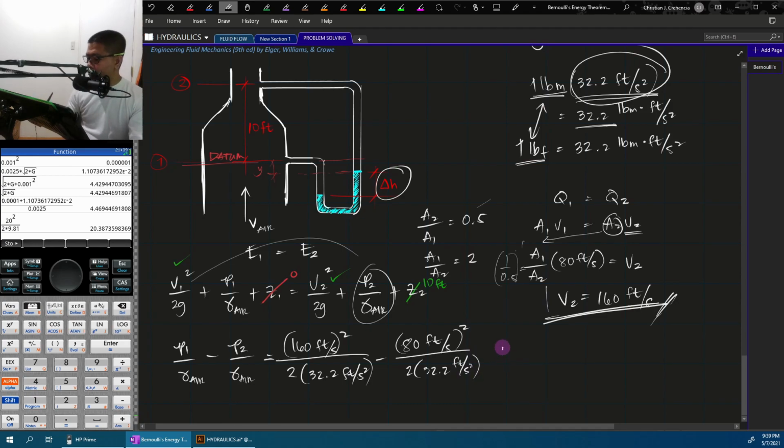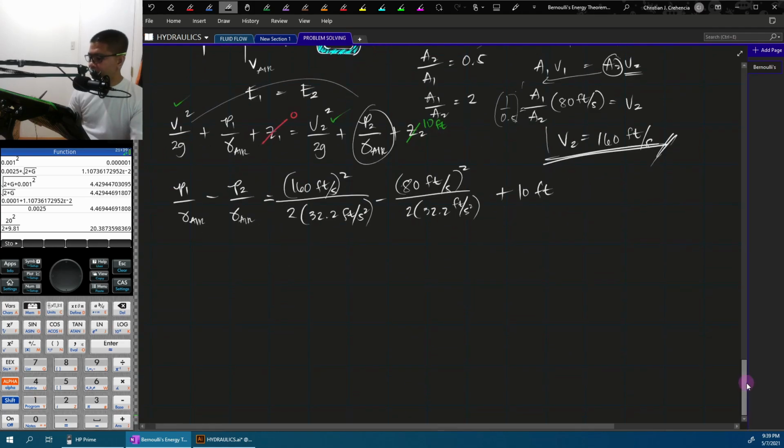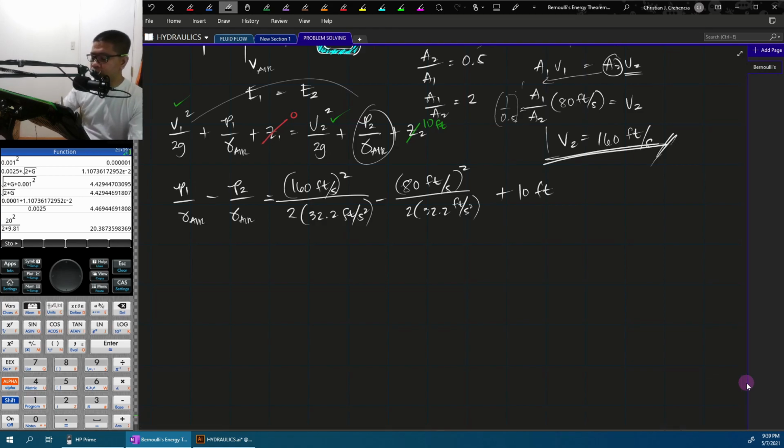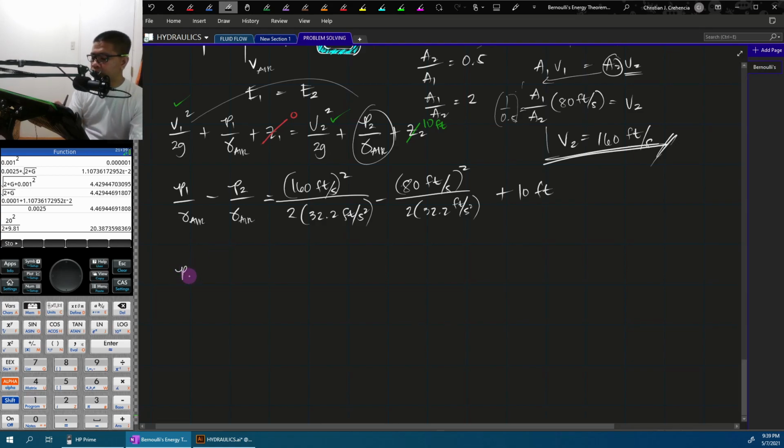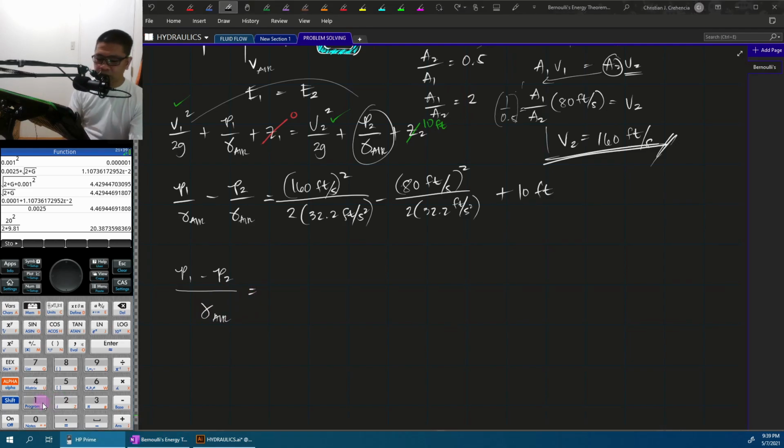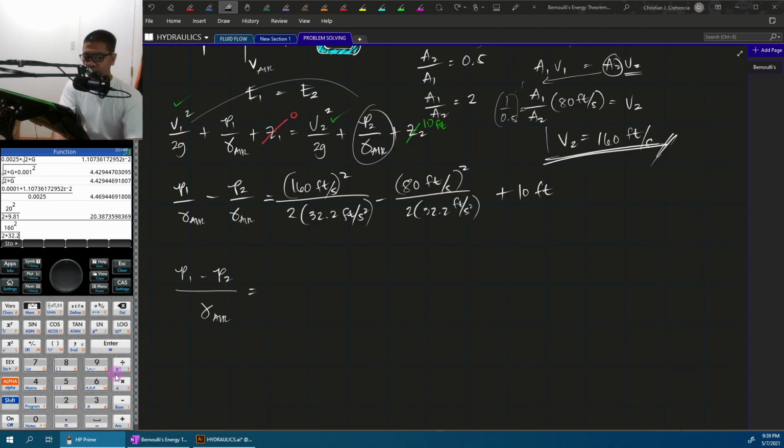Then, plus 10 feet. And so, we can solve the difference in pressure between point 1 and point 2. Okay, so, pressure at point 1 minus pressure at point 2 over the unit weight of air. So, this is equal to, so, let's solve this first. So, we have 160 squared divided by 2 times 32.2.